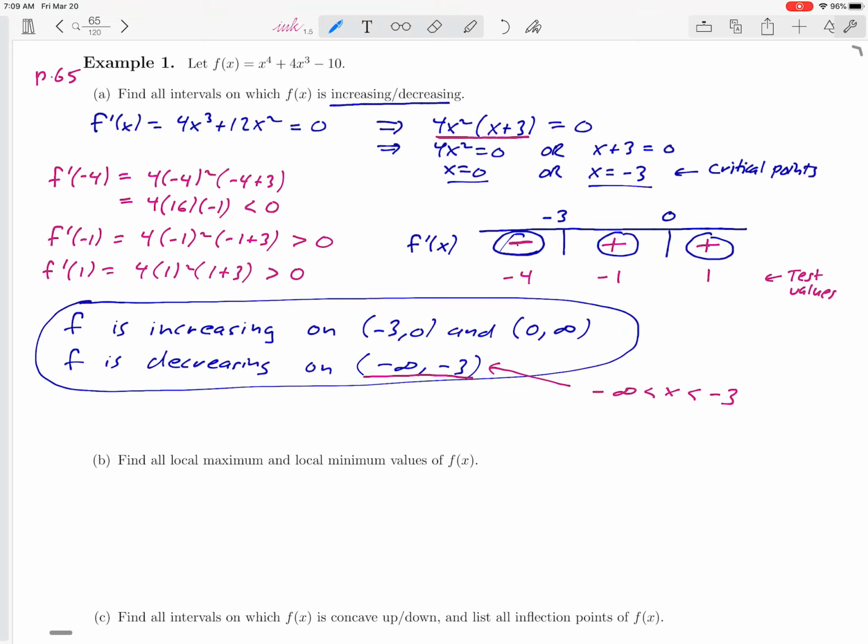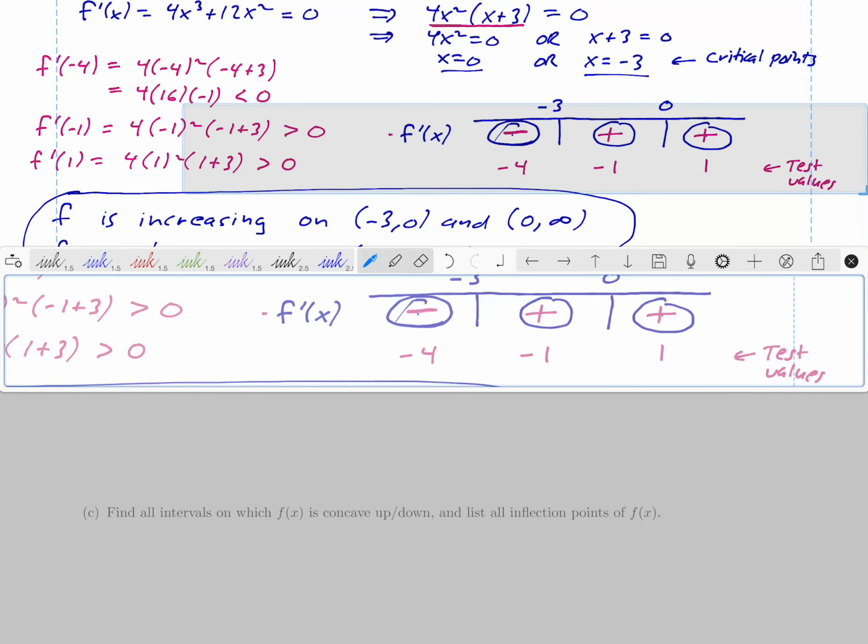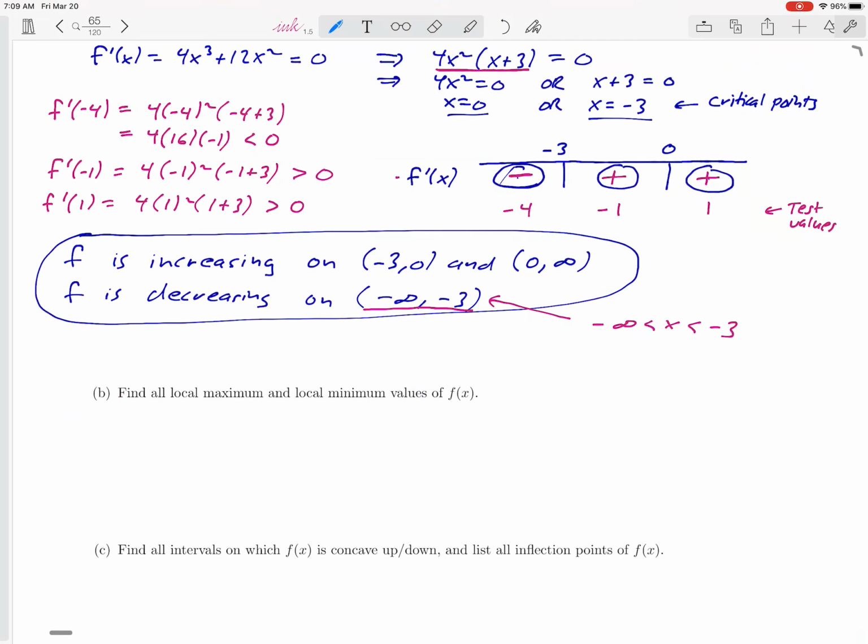So let's talk for a minute then about part B in this problem. What's nice is we can use the same sign chart that we made in part A to answer this question as to where we have local maximum and local minimum values. Let's see how. I'm going to look back up here at the sign chart that we constructed. And remember, for example, that the minus sign over here to the left, and the plus sign over here to the right, is an indication of where the function is increasing or decreasing.